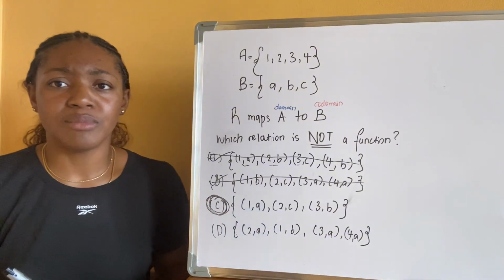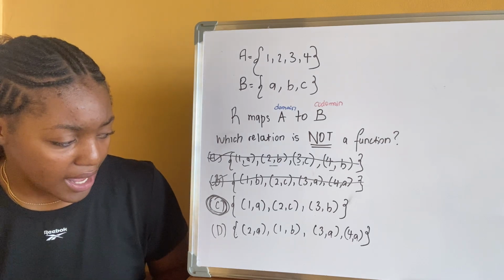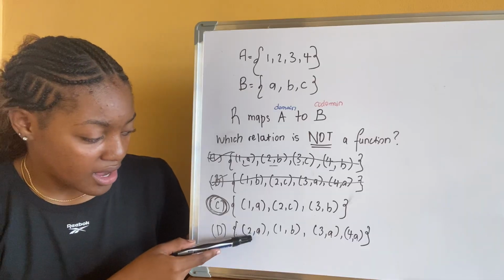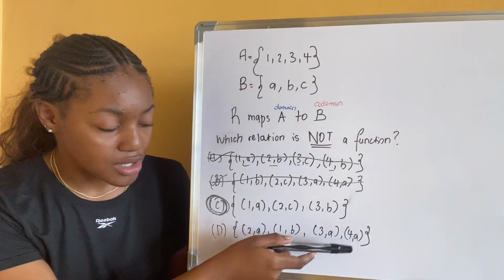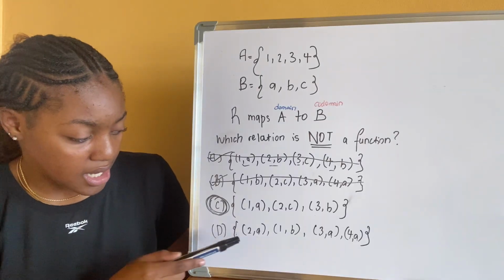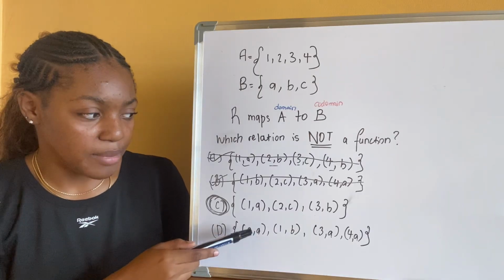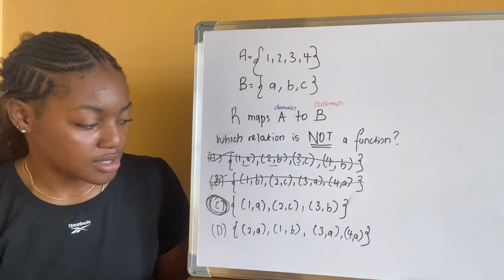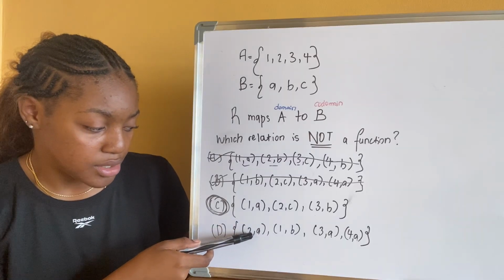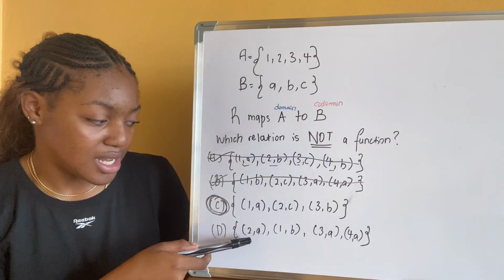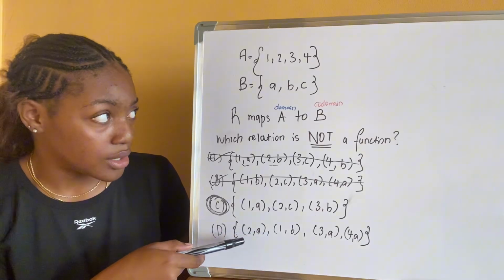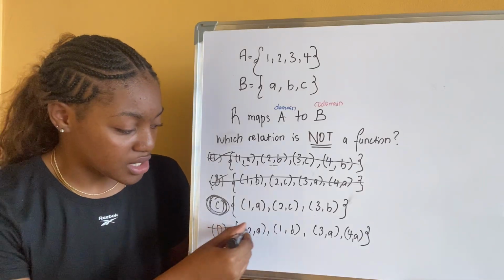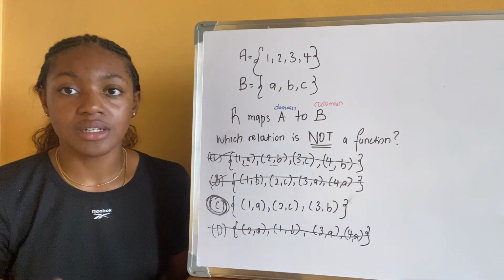And let's just look at option D. So we have 2a, 1b, 3a, and 4a. So we have all the elements of the domain being mapped onto a y value, and we're not seeing the same x value being mapped to some different y value. So for example, we're seeing 2a, but we're not seeing 2b or 2c or anything like that. So this would be a function as well. So our answer is simply C.